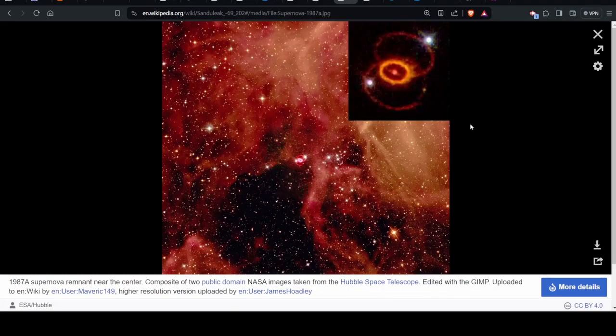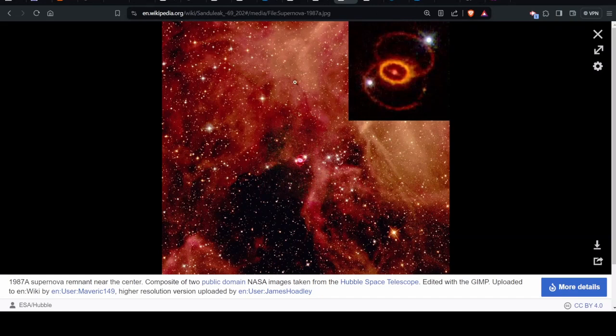Alright, so this is the picture that I saw in that textbook that got me into astronomy. This is supernova 1987A. The picture in the inset here is a close-up, a zoomed-in image. It's actually overlaid in this big red image too.